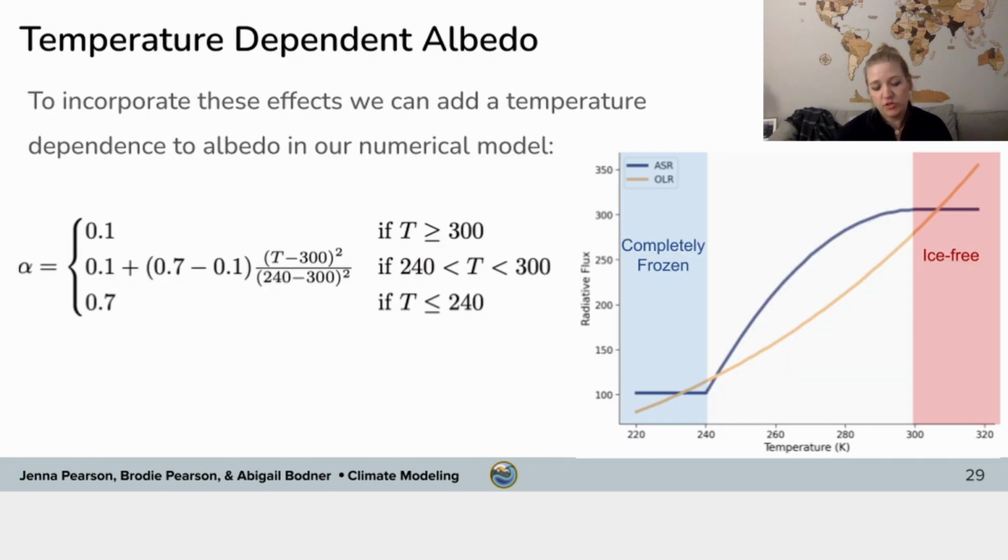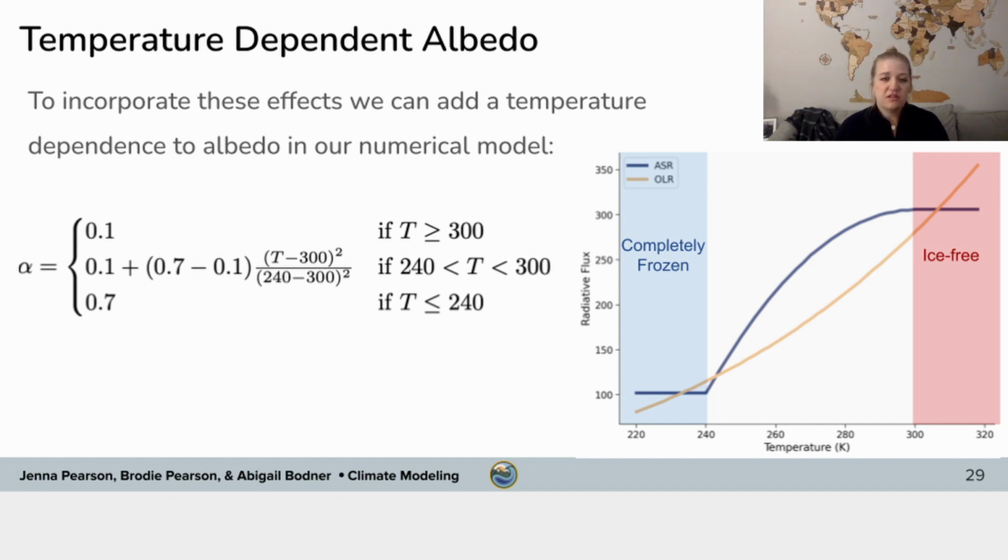A first approach to incorporating this into our model is to make albedo dependent on temperature. Up until this point, we have used a value that was determined from observations, but moving forward, we're going to be using a piecewise function depending on temperature. When Earth is very cold, say below 240 degrees Kelvin, like it could have been in the Neoproterozoic around 600 million years ago, we assume Earth is covered in ice, and thus the albedo can be unaffected by further decreases in temperature.